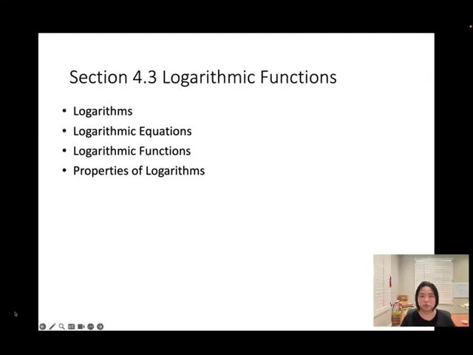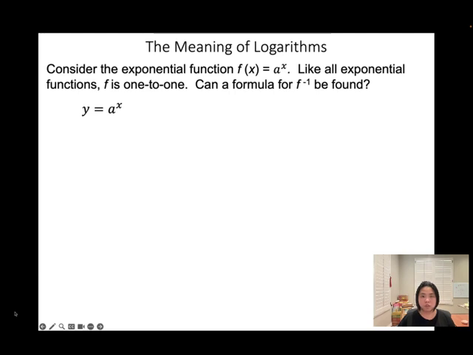Section 4.3 Logarithm functions. Consider the exponential function f of x equal to a to the power of x. From the previous sessions, we know how to graph these exponential functions. And like all the exponential functions, f is 1 to 1. When the function is 1 to 1, we should be able to find the inverse function.